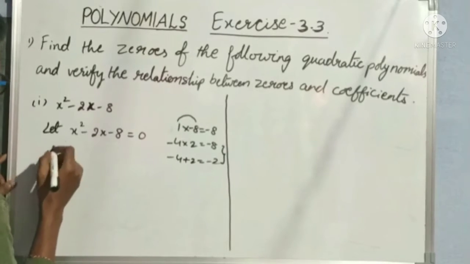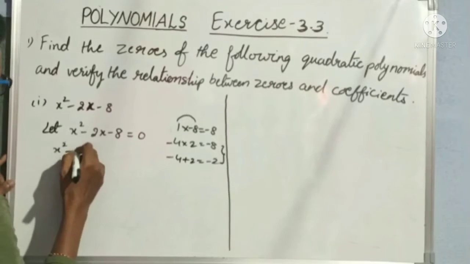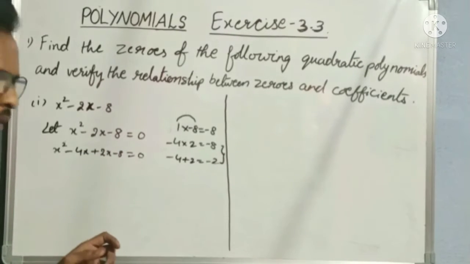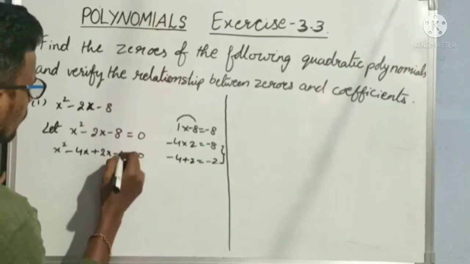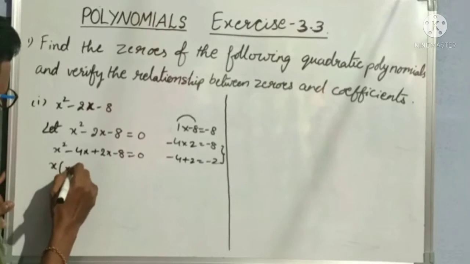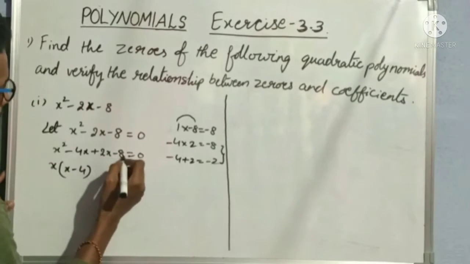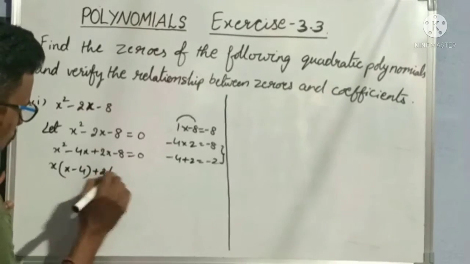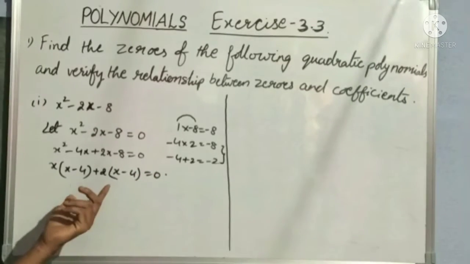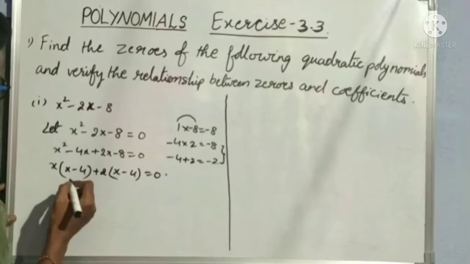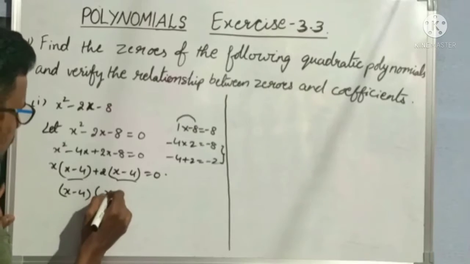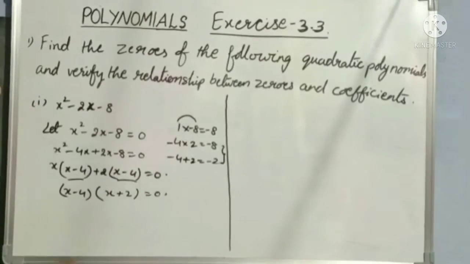So I am splitting this minus 2x as: x square minus 4x plus 2x minus 8 is equal to 0. Now x is common in the first two terms, so take x outside: x into x minus 4. Here 2 fours are 8, so plus 2 into x minus 4 is equal to 0. Everybody understood? Now take the common factor, x minus 4, into the remaining x plus 2, is equal to 0.